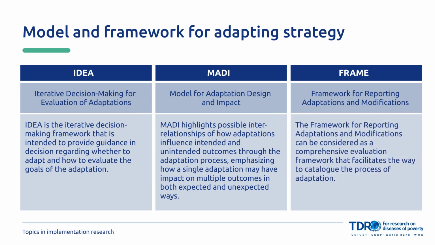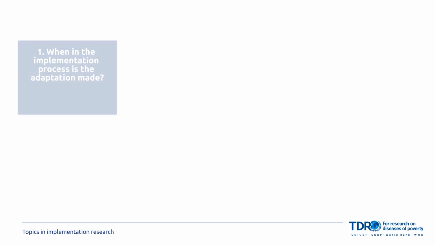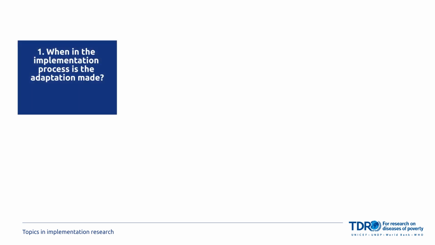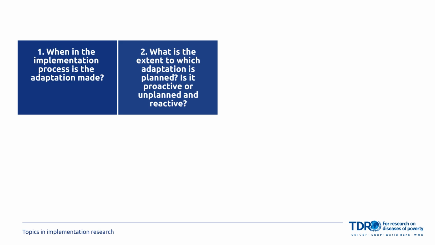FRAME, the Framework for Reporting Adaptations and Modifications, is a comprehensive evaluation framework designed to facilitate the systematic cataloging of the adaptation process. It comprises 8 key aspects, aimed at describing the nature and types of adaptations made to evidence-based interventions. Let's look at those 8 aspects. 1. When in the implementation process is the adaptation made? 2. What is the extent to which adaptation is planned? Is it proactive or unplanned and reactive?